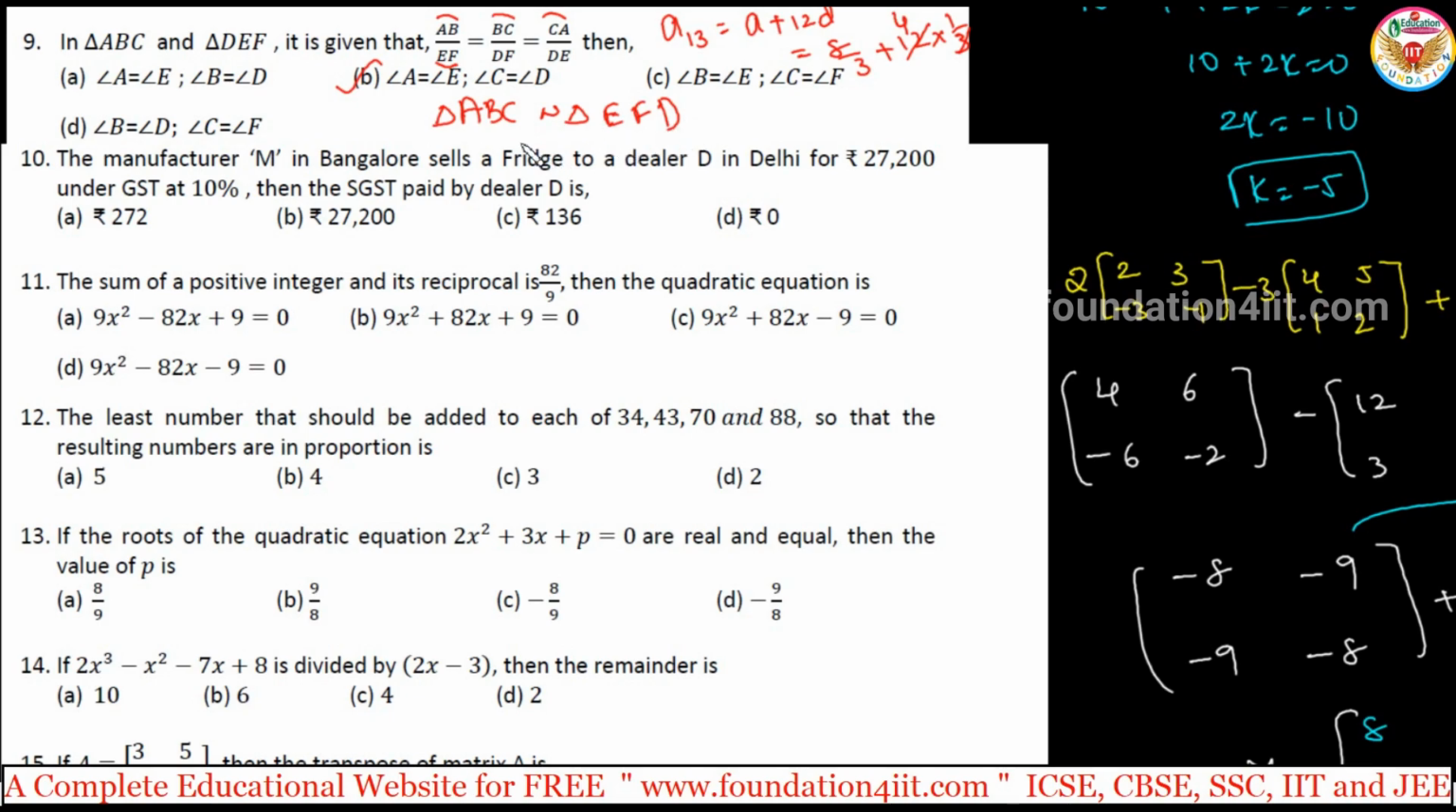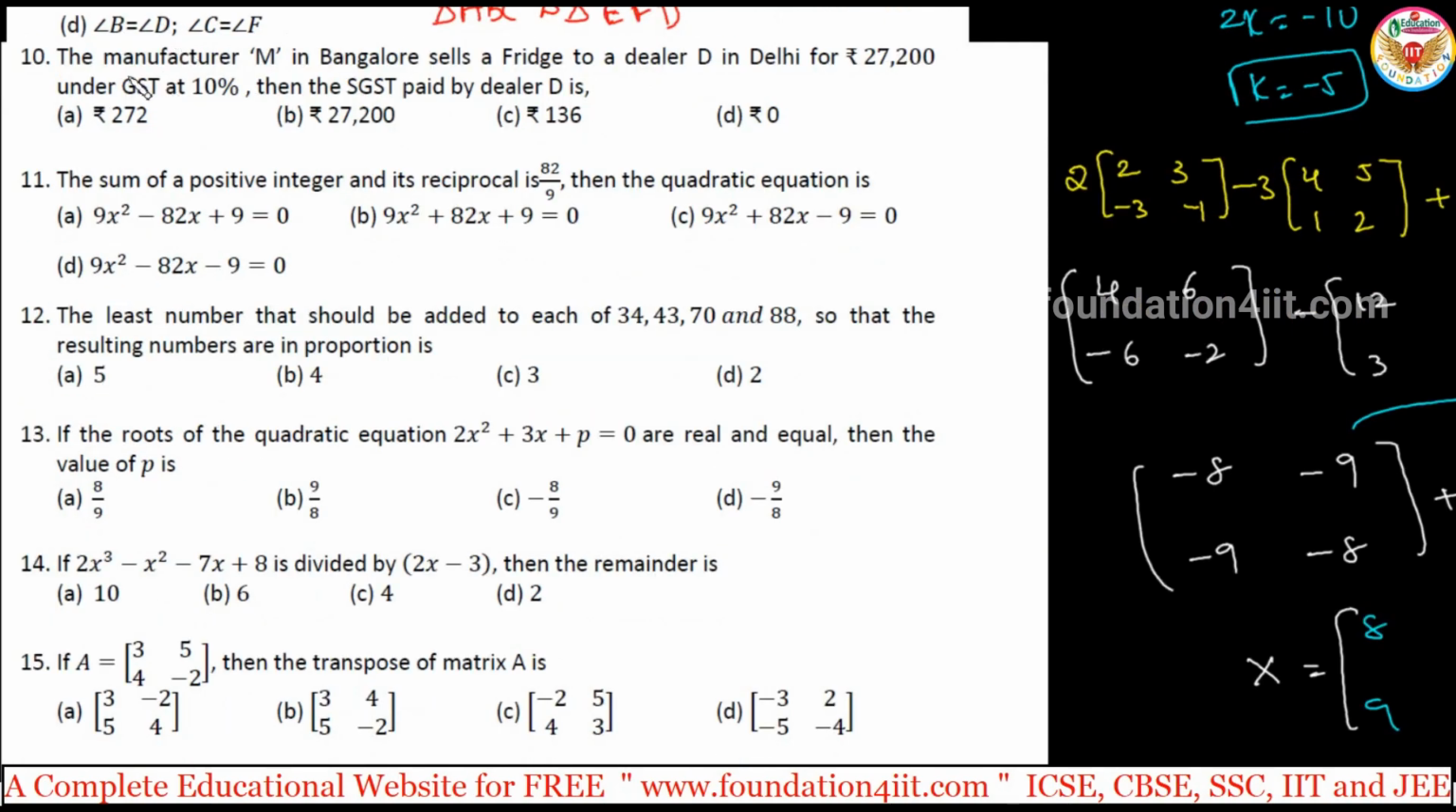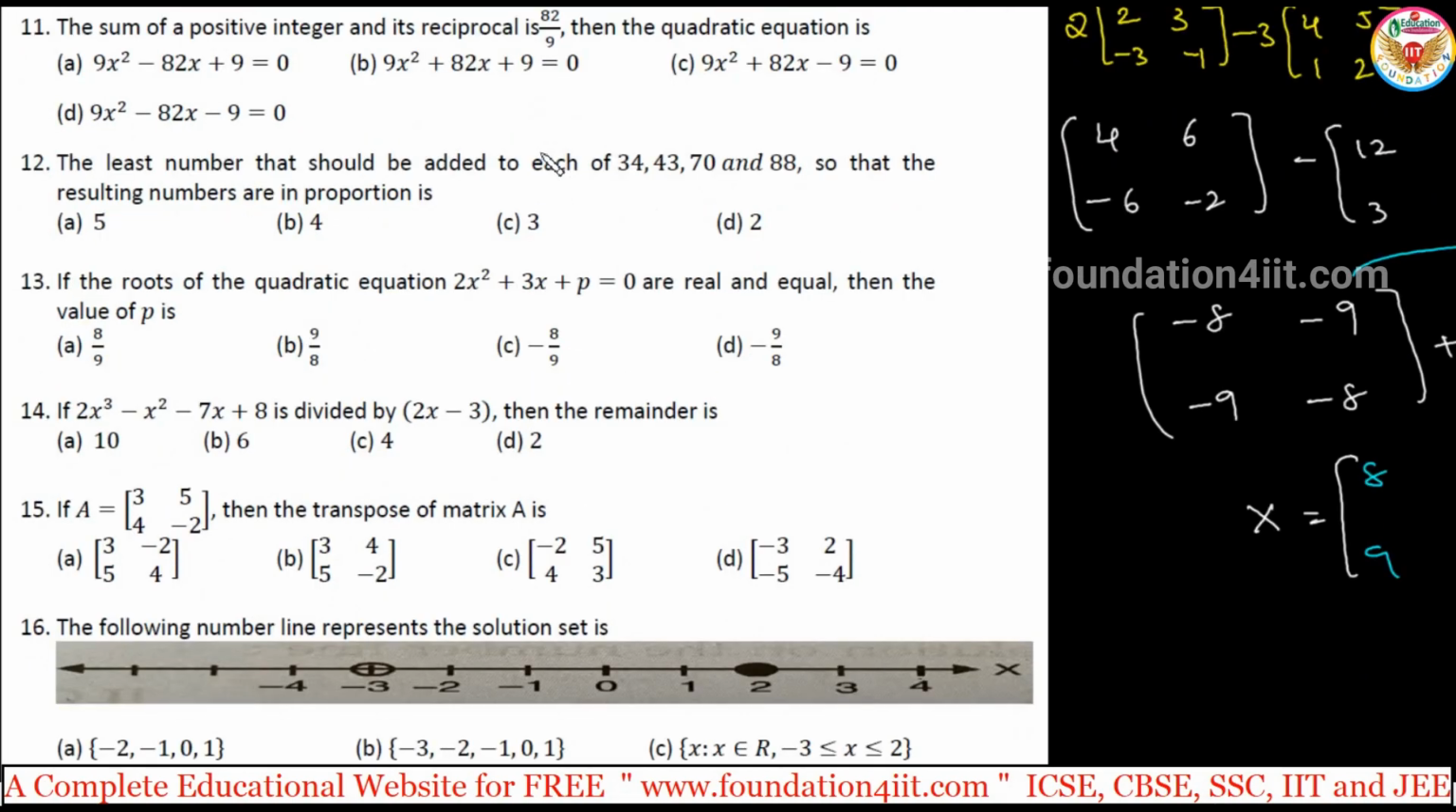Right? And the manufacturer M in Bangalore sells the fridge to a dealer in Delhi, 27,200 under GST 10%. Then SGST is paid by the dealer. The state tax and central tax apply only within the same state, but Bangalore to Delhi, no, so 0 directly. Directly we can take option D, not doing any calculation. Within the same state, only CGST and SGST should be calculated. From one state to another state, IGST must be calculated. So answer is D.